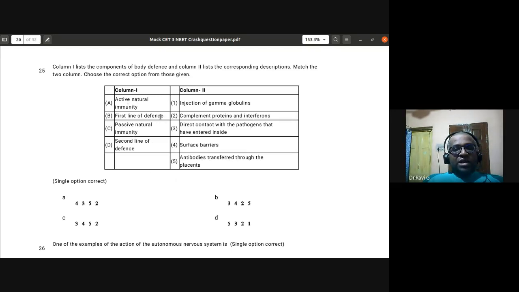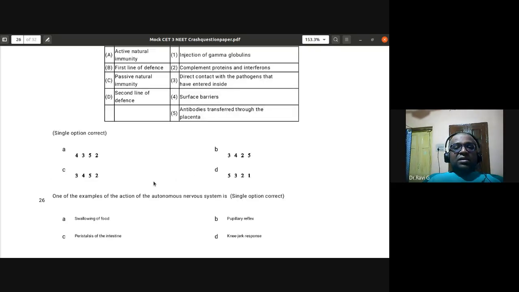So active natural immunity is going to be the third one, that is direct contact with the pathogens that have entered inside. First line of defense is surface barriers. Passive natural immunity is the antibodies transferred through the placenta. Second line of defense is the complement proteins and interferons.